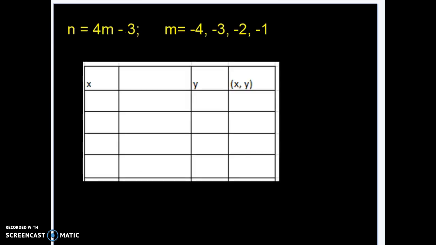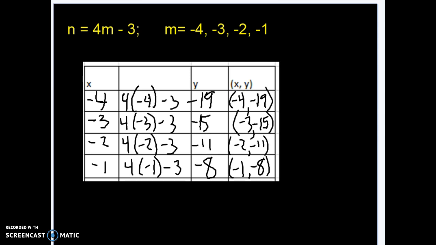Go ahead and pause this one, fill in this table completely by yourself, and see if you completed it correctly. I hope you weren't thrown off by the negative numbers, and if negatives aren't your favorite thing, just go ahead and use a calculator. You would do 4 times negative 4 minus 3 would be negative 19, so your first ordered pair would be negative 4, negative 19. Your second ordered pair, when m is negative 3, would give you negative 3, negative 15. Your third one would be negative 2, negative 11, and then your last one would be negative 1, negative 8.